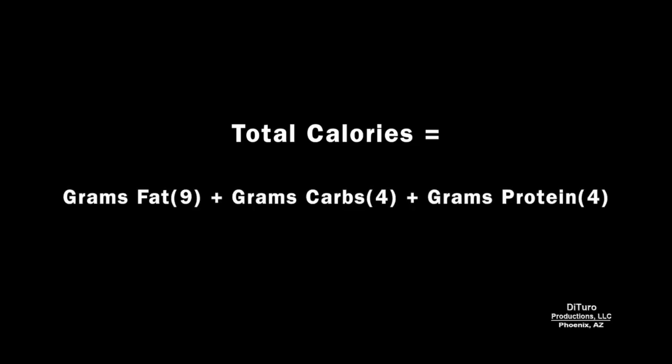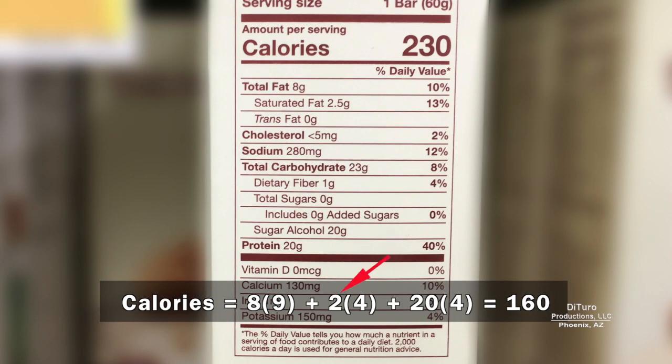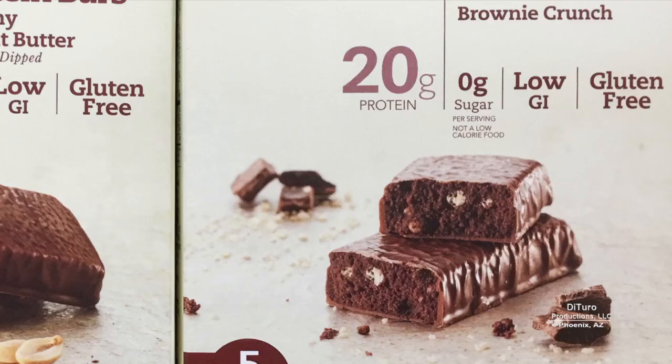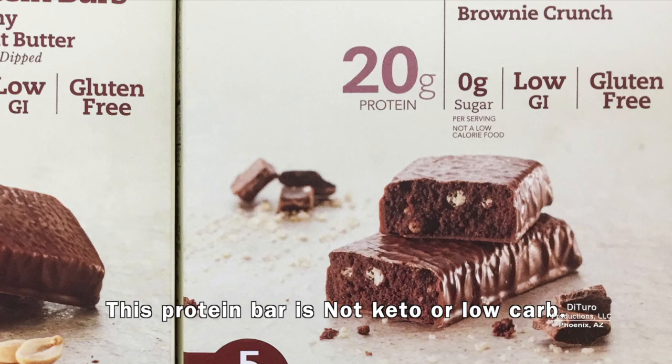Total calories equals grams of fat times 9, grams of carbs times 4, and grams of protein times 4. Calculating total calories based on 2 grams of net carbs equals 160 calories. We're missing 70 calories. Including the 20 grams of sugar alcohol gives us 236 calories. So the sugar alcohol used in this product provides the missing calories. Although made with 20 grams of sugar alcohol, this protein bar is not keto or low carb.